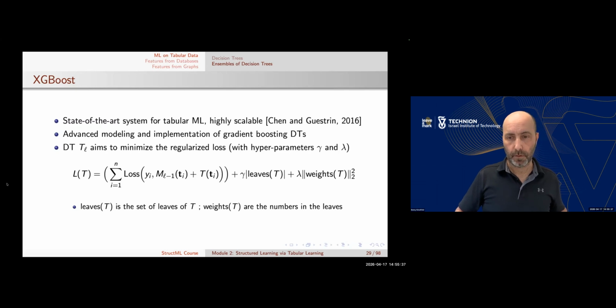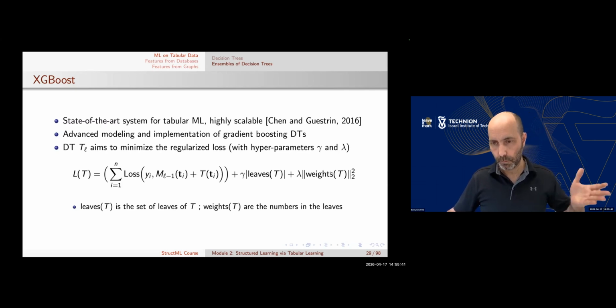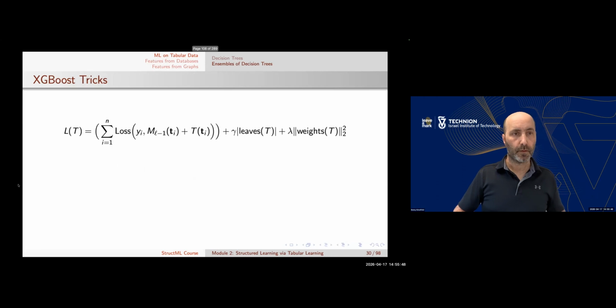Okay, again, weights are what we learned on the decision trees as the values. These are the numbers that you see in the leaves.